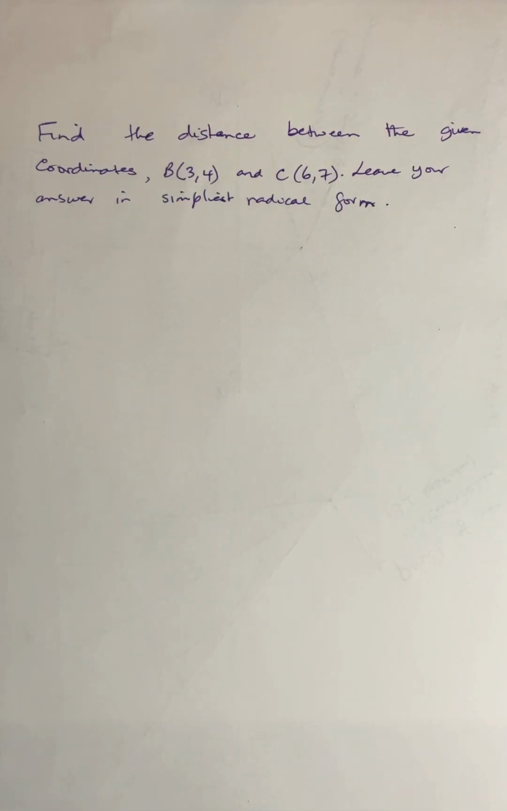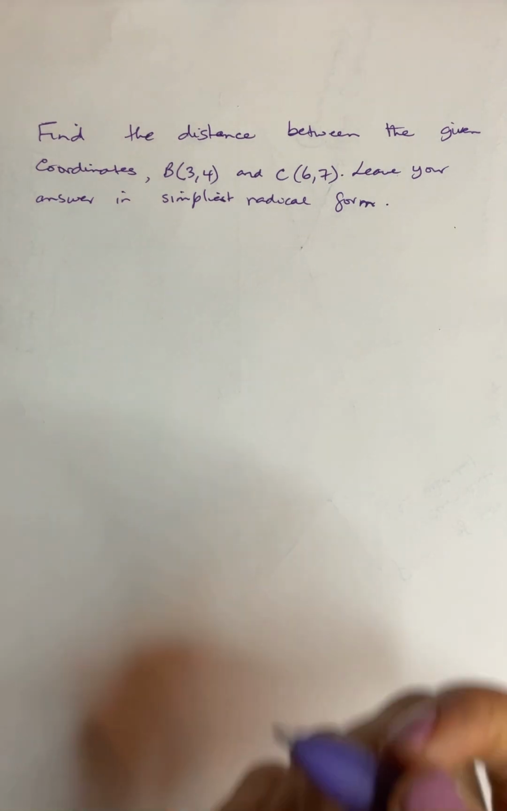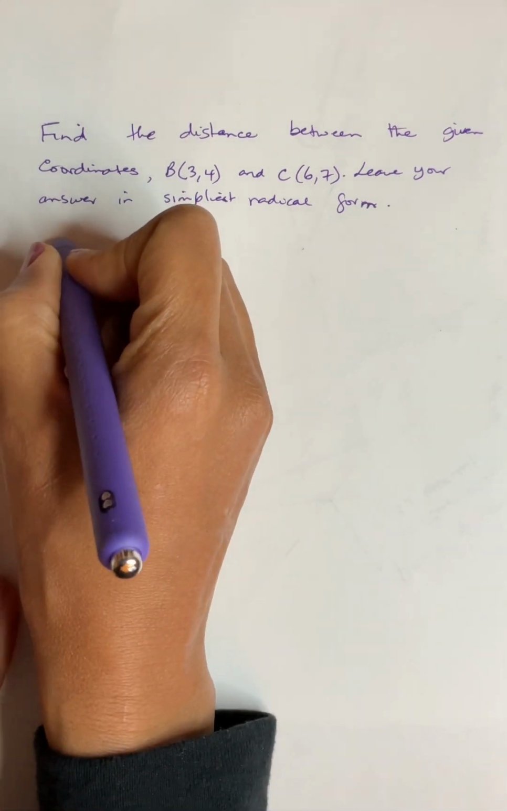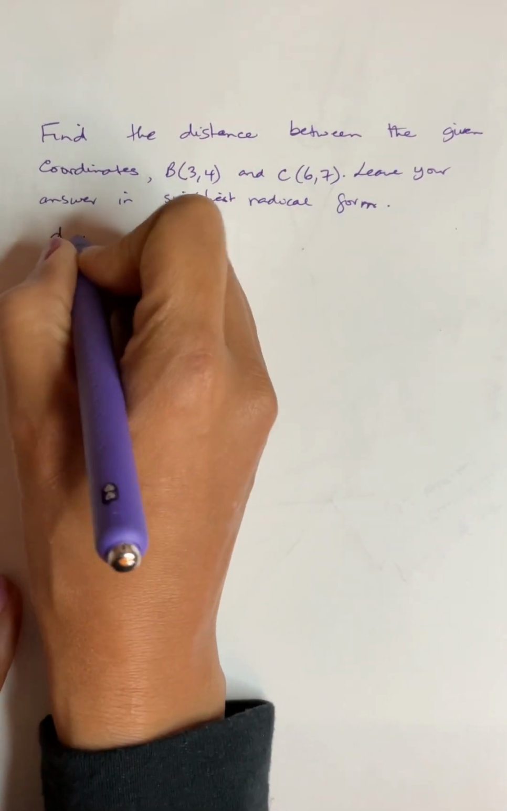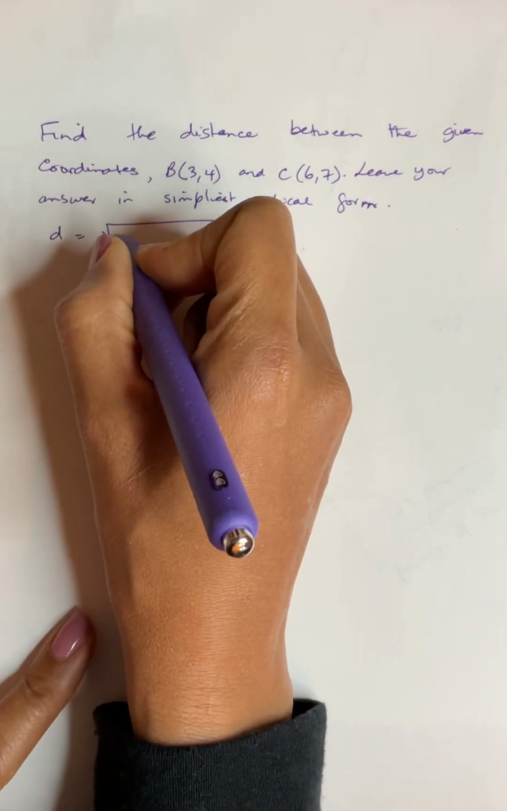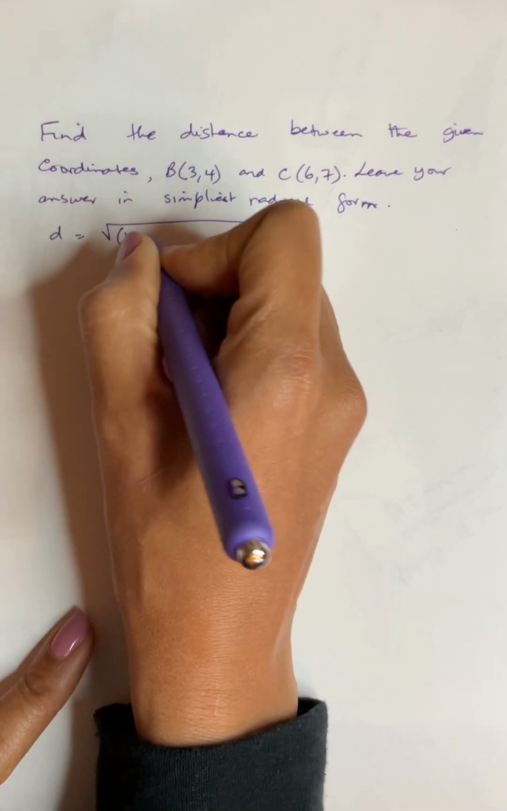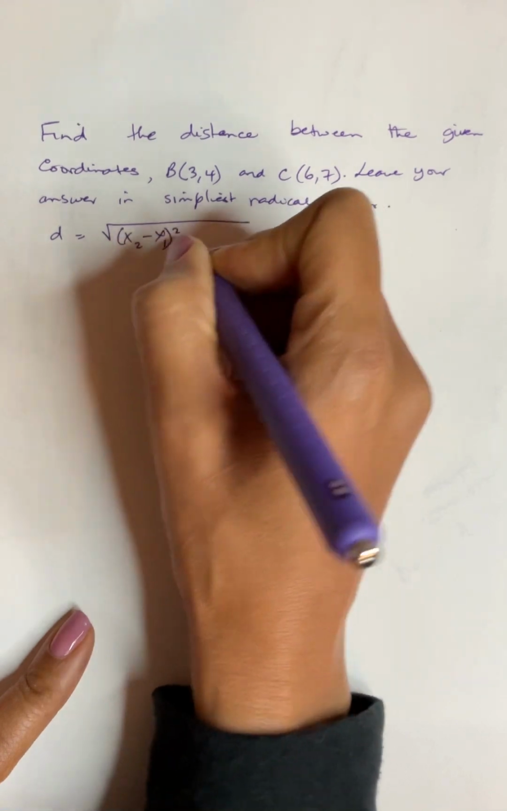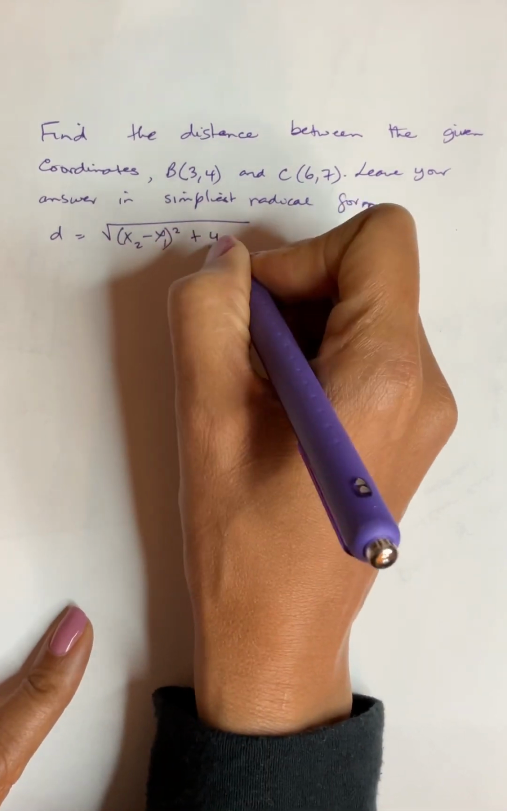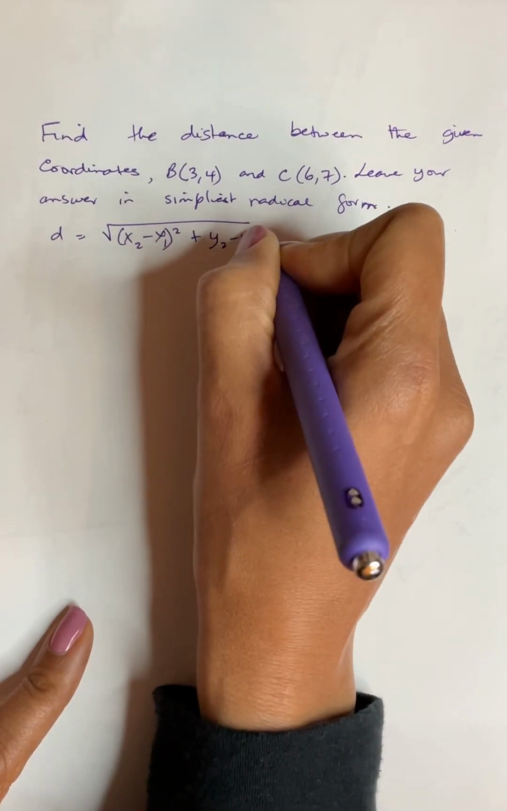In this tutorial, you will learn how to find the distance between two coordinates. You can use two methods. You can use the distance formula or you can use the Pythagorean theorem formula, and I am going to demonstrate both to you. All right, so the distance formula is D equals radical (x2 minus x1) to the second power plus (y2 minus y1) to the second power.